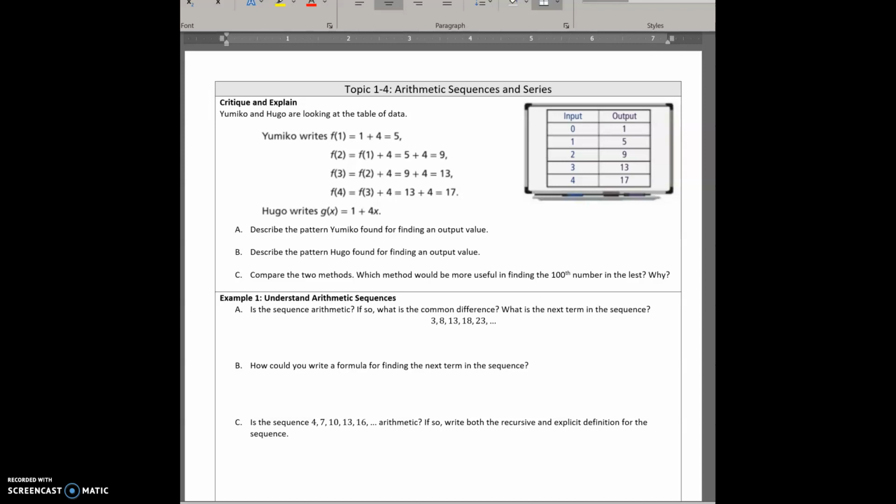Okay, so today we are going to start 1.4 arithmetic sequences and series. And so, what is arithmetic? The answer is anytime you see arithmetic, that's going to be when it's adding or subtracting the same amount each time. So, adding or subtracting a common difference.